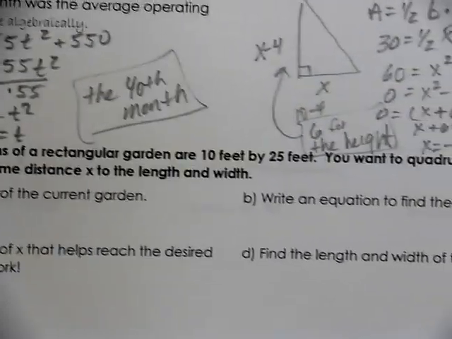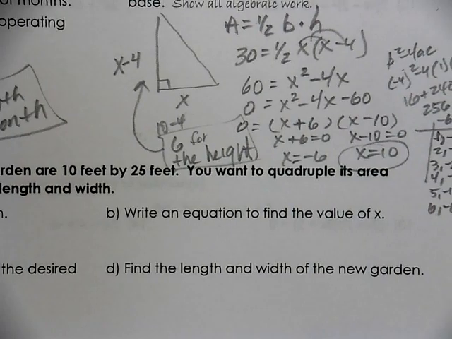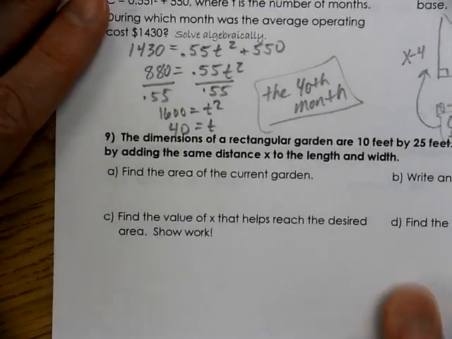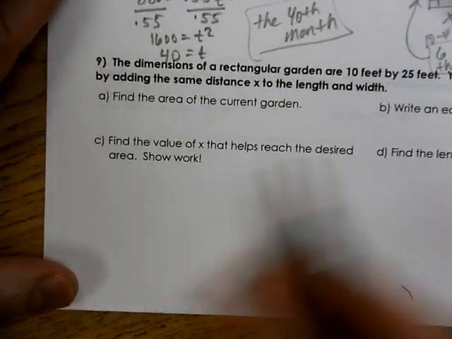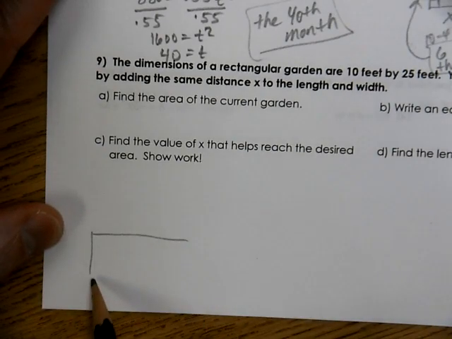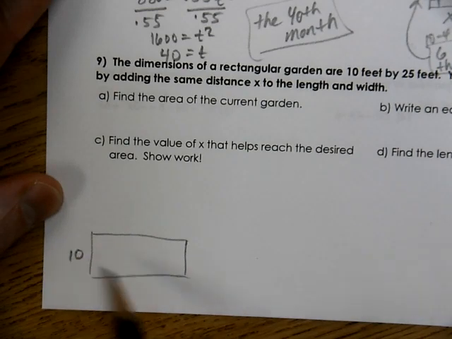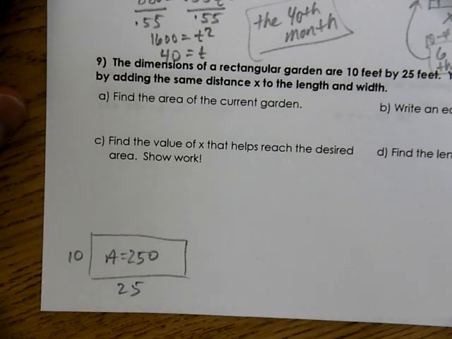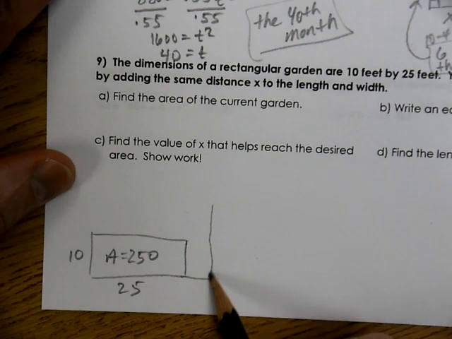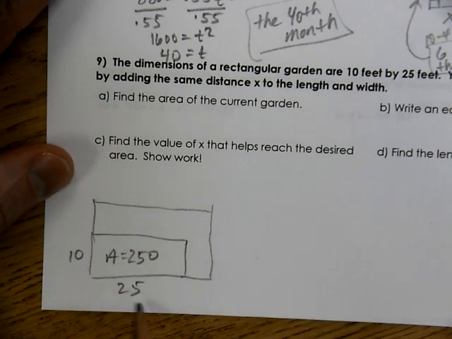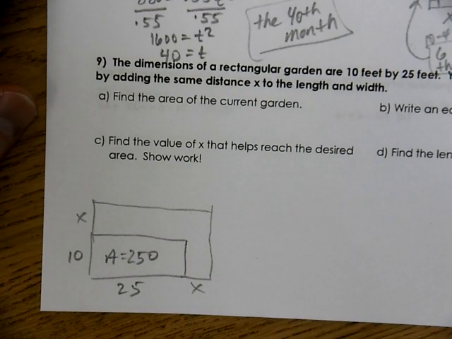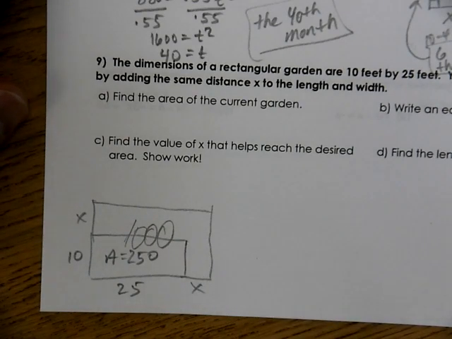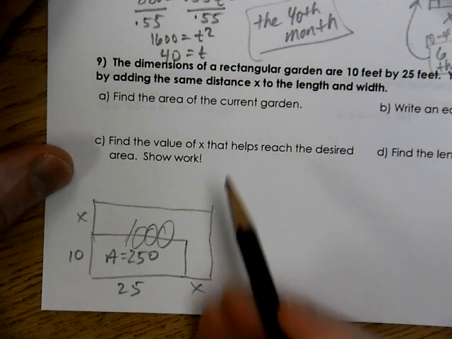Okay, the dimensions of a rectangular garden are 10 by 25. You want to quadruple its area by adding the same distance to both. So we have a rectangular garden. We are 10 by 25. So the current area is 250. We're going to add the same length to both the length and the width. And now we want to be 4 times that amount. We want to be 1,000 for an area.